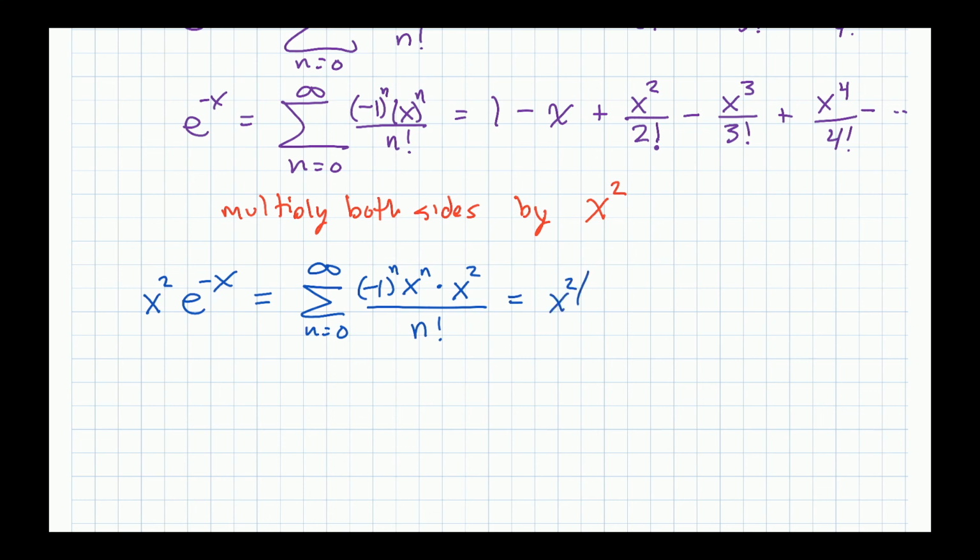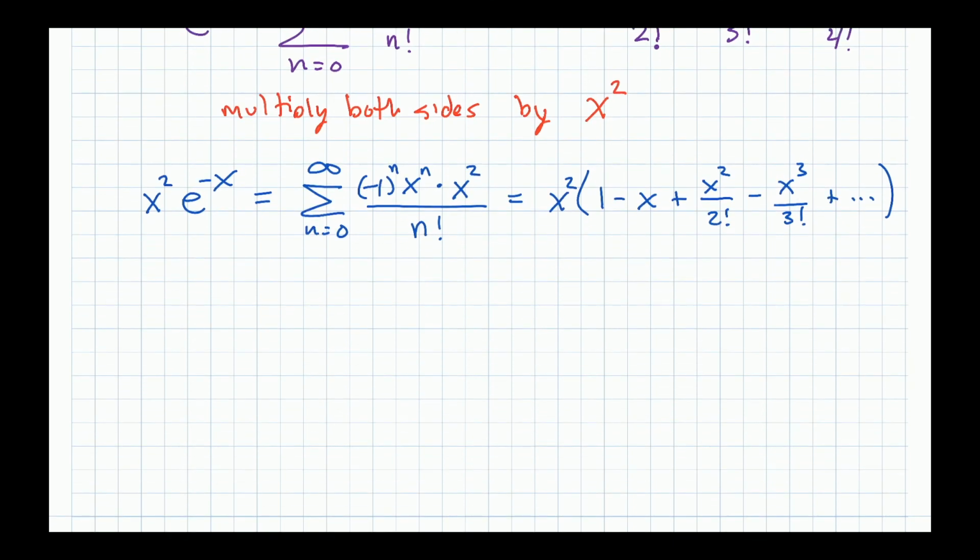Here, you have x squared times all of this. So I'm just writing it at the moment. I'm too lazy to write the next one, so I'll put the dot dot dot already. Then you can just use the properties of exponents to combine the x to the n and the x to the 2, and you would get the sum from 0 to infinity of -1 to the n, x to the n plus 2, over n factorial.